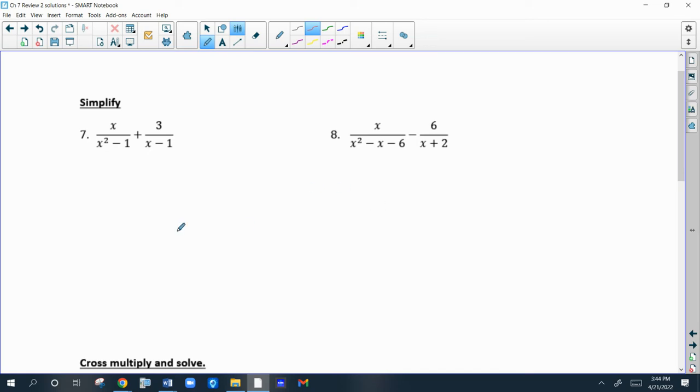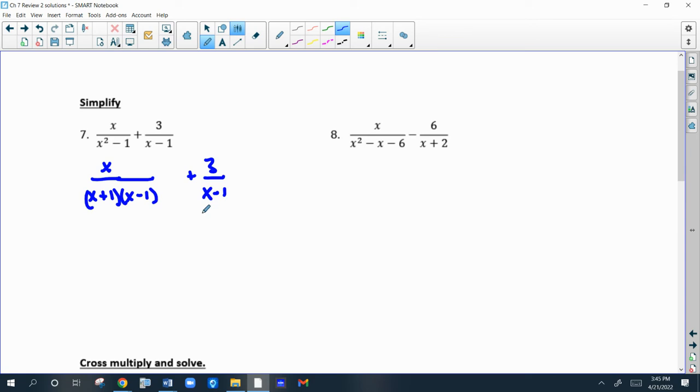So for addition and subtraction, you need a common denominator. So the first thing you should do is factor. So you can see that we have an x squared minus 1 on the bottom of the first one. So it's a difference of squares, x plus 1, x minus 1. I'm going to give myself a little room here because I think you may have to multiply that by something. It doesn't look like it, but just in case.